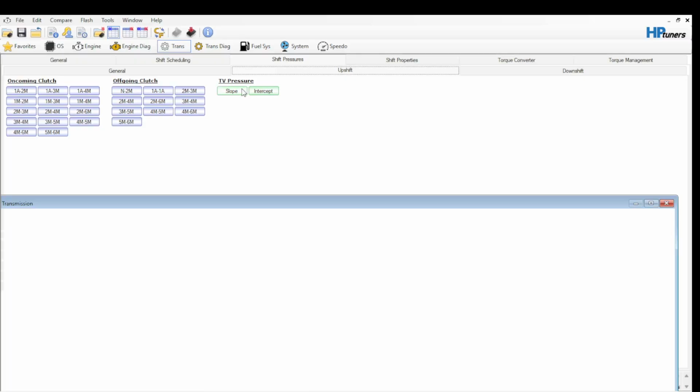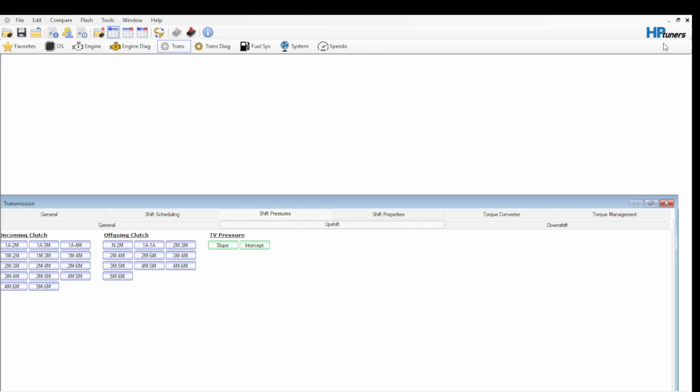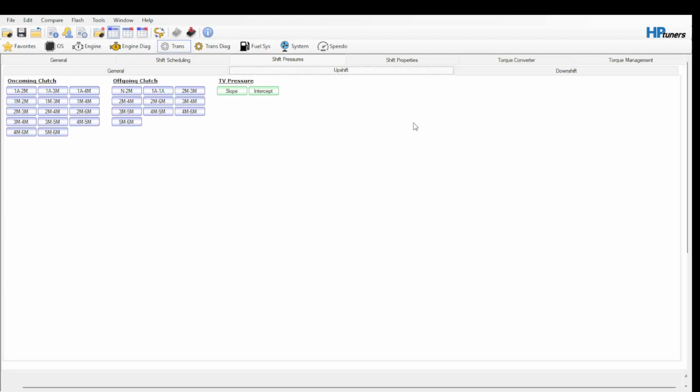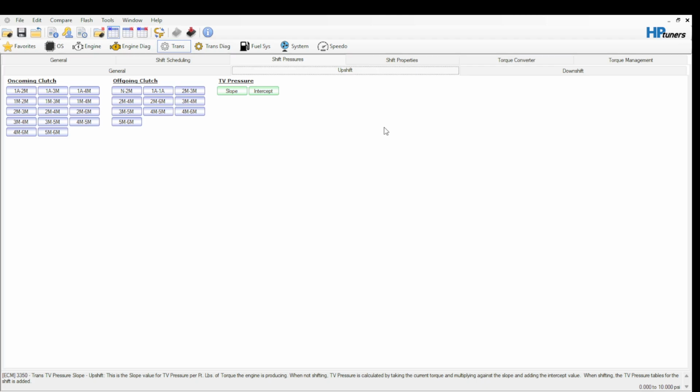Now, the reason I say that is the way that most, if not all, automatic transmissions apply pressure, or their logic at least, is that they take the torque the vehicle's producing, and they're going to multiply it by a slope. So it's your mx plus b math formula. If you feel overwhelmed by that, then good luck. The rest of the world's a lot more intimidating. But this is a linear function.